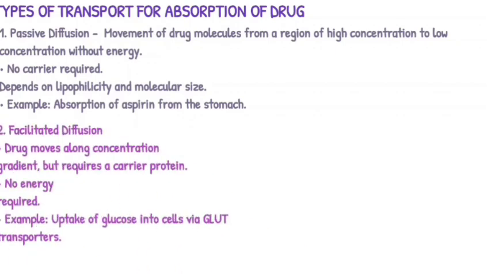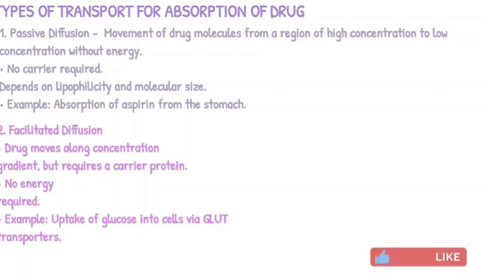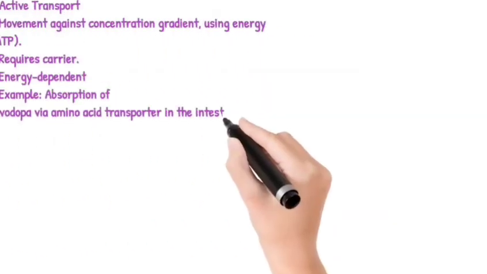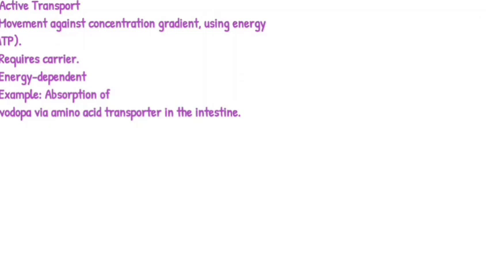2. Facilitated diffusion. Drug moves along the concentration gradient, but requires a carrier protein. No energy required. Example, uptake of glucose into cells via GLUT transporters. 3. Active transport. Movement against the concentration gradient, using energy, ATP. Requires carrier. Energy dependent. Example, absorption of levodopa via amino acid transporter in the intestine.